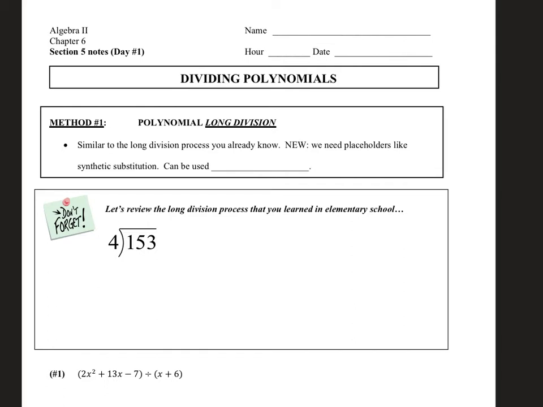We're continuing with Chapter 6, which is about polynomials, and today's section is 6.5, Day 1. The name of this lesson is Dividing Polynomials. So our essential question for today is how do we divide polynomials?